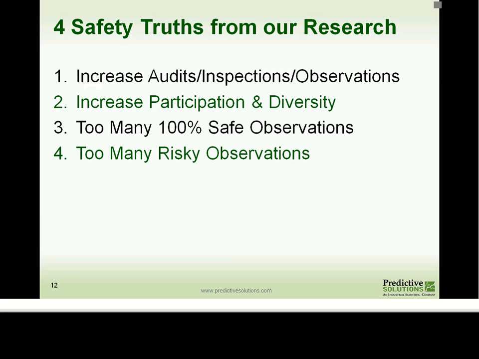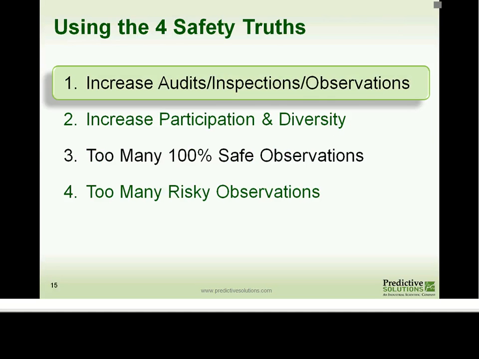If you do get a red flag, this is a signal that something potentially could happen. Now, we can dig a little bit deeper into that and take a look at our observation intelligence and how we can predict or prevent those injuries from occurring. So let's take a look at the 4 safety truths. The first one we're going to cover is increasing audits, inspections, and observations.